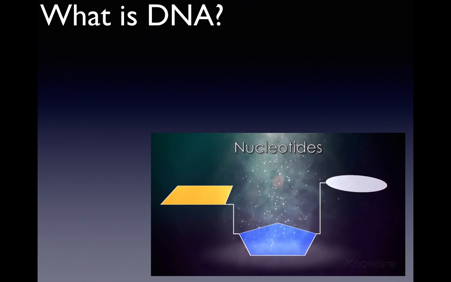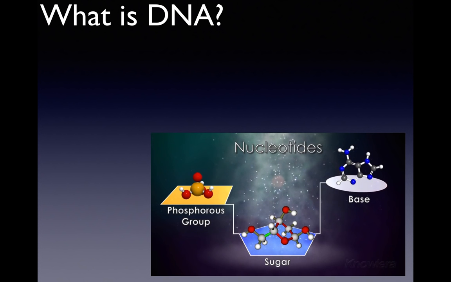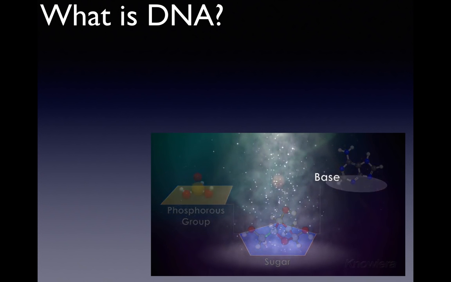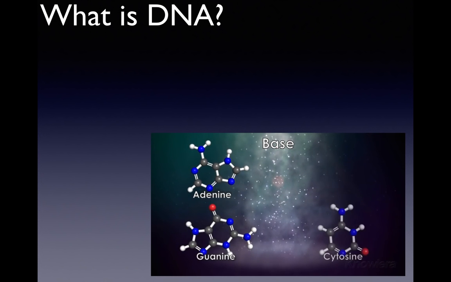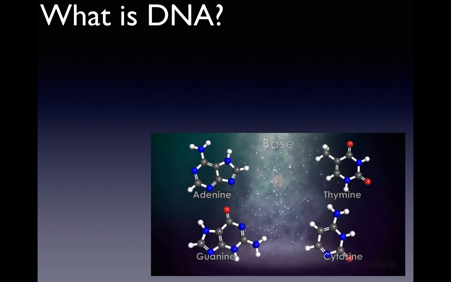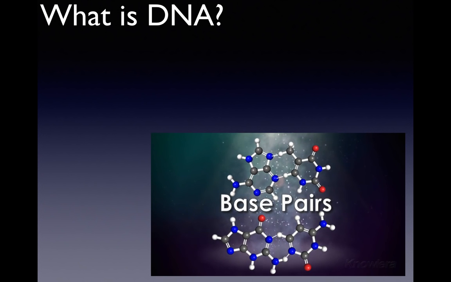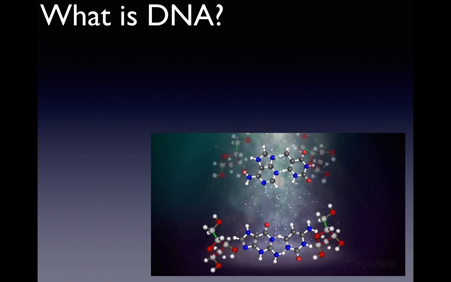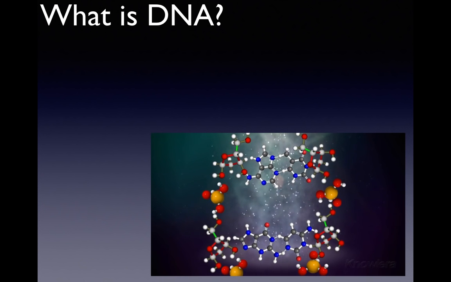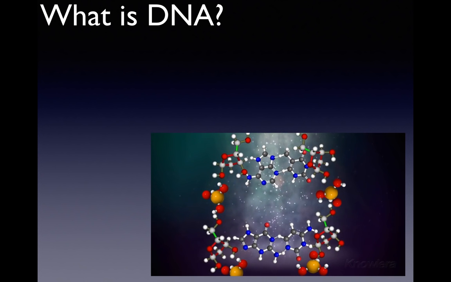Each nucleotide has a phosphorus group, a sugar, and a special nitrogen-containing molecule called a base. There are 4 of these bases in DNA: adenine, guanine, cytosine, and thymine. Cytosine and guanine combine, just as adenine and thymine combine to form units called base pairs. When the nucleotide subunits are put together, they form a structure that looks like a twisted ladder called a double helix. The phosphorus and sugar molecules make the rails of the ladder, and the base pairs make the rungs.